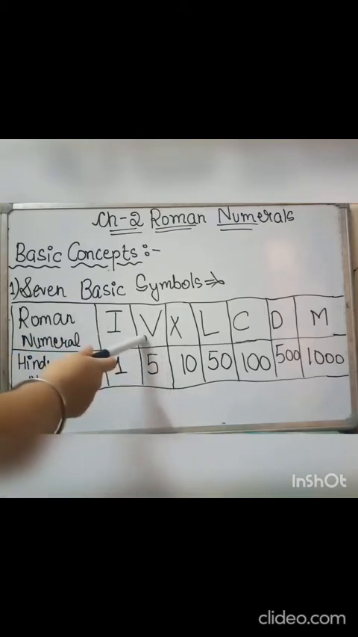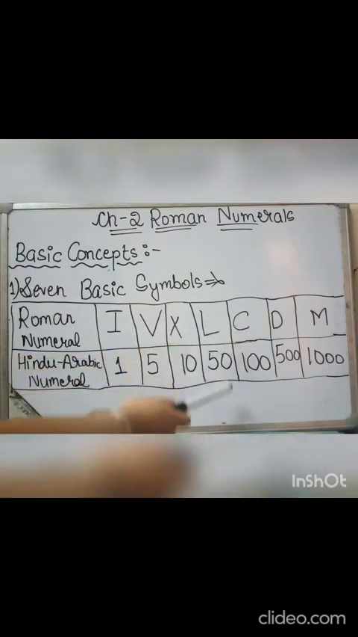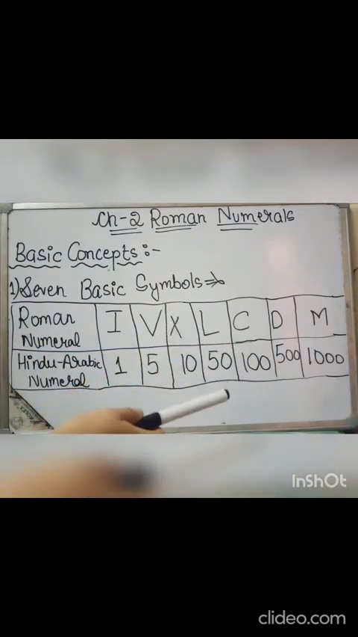Similarly 5 is written as V, 10 is written as X, 50 is written as L, 100 is written as C, 500 is written as D and 1000 is written as M. So this is your first basic concept.